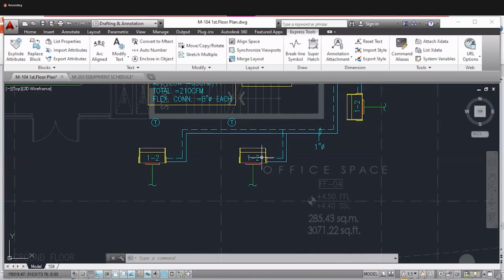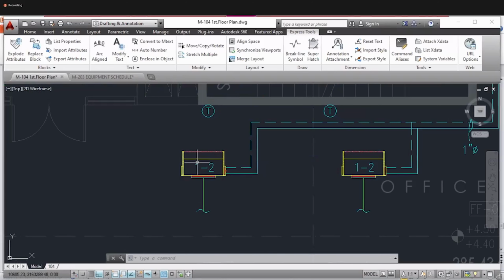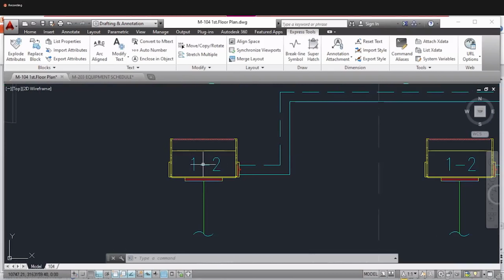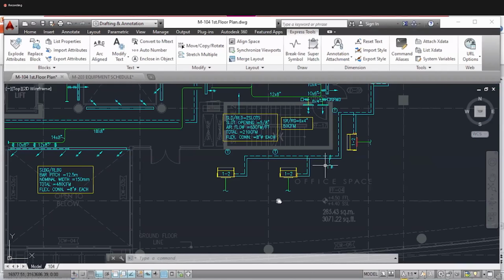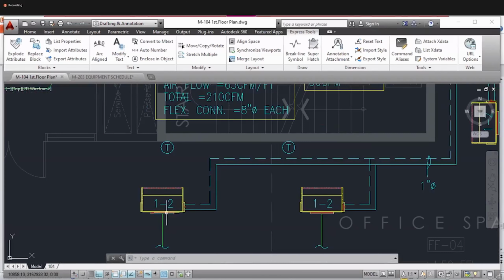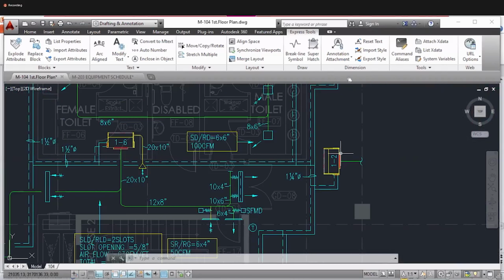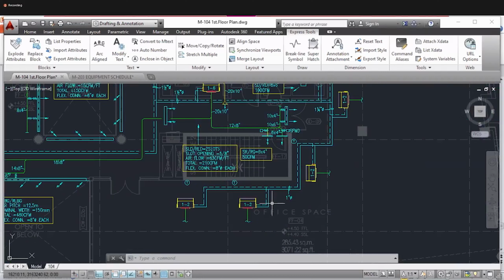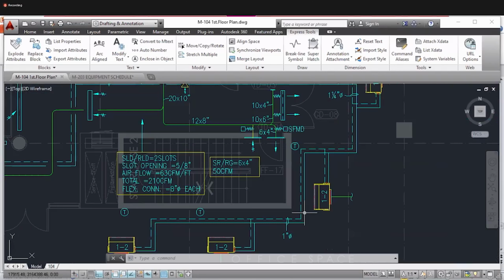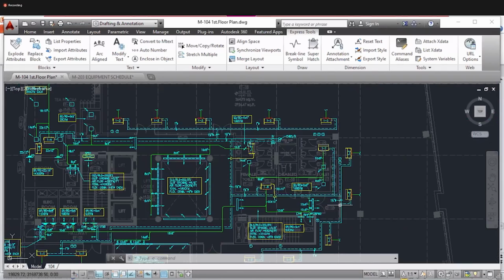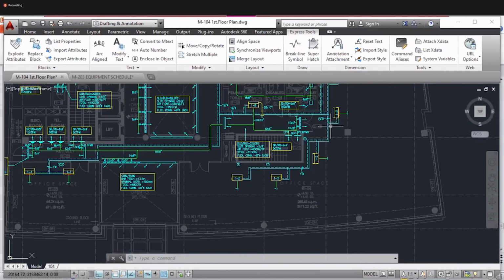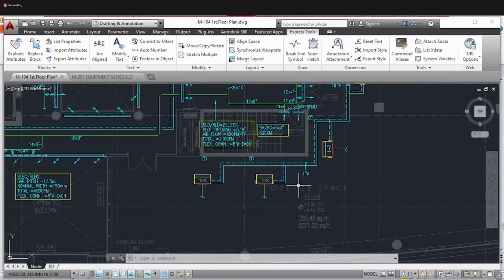The tonnage for each unit is the same. It's marked with 1-2, so this is a code word for each unit. How many units are there? 1-2, 1-2, 1-2, 1-2, and 1-2. So a total of 5 units, 1, 2, 3, 4, 5, of the same tonnage. First we will consider this pipe size.